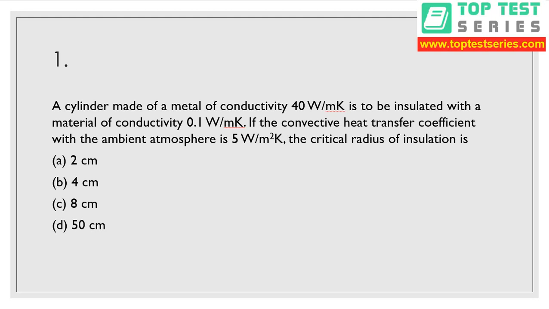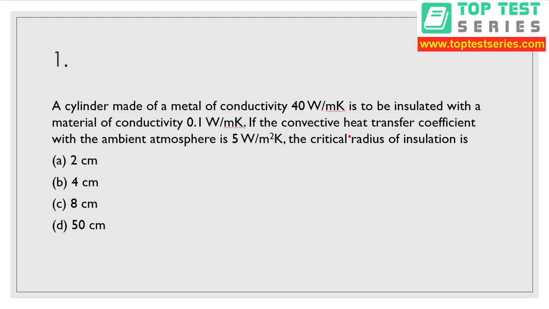A cylinder made of a metal of conductivity 40 watt per meter Kelvin is to be insulated with a material of conductivity 0.1 watt per meter Kelvin. If the convective heat transfer coefficient with the ambient atmosphere is 5 watt per meter square Kelvin, the critical radius of insulation is. We have to find out the critical radius of insulation, right?